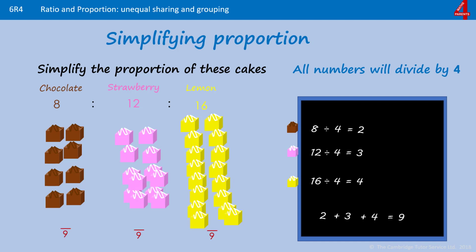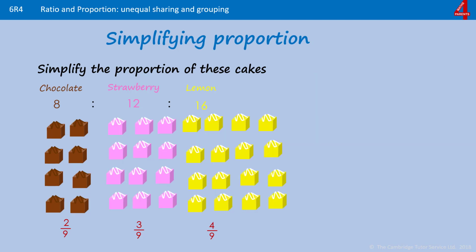For every 9 cakes, 2 of them will be chocolate, 3 of them will be strawberry, and 4 of them will be lemon. And so you can see what that looks like. In every line of 9 cakes, 2 of them are chocolate, 3 are strawberry, and 4 of them are lemon.